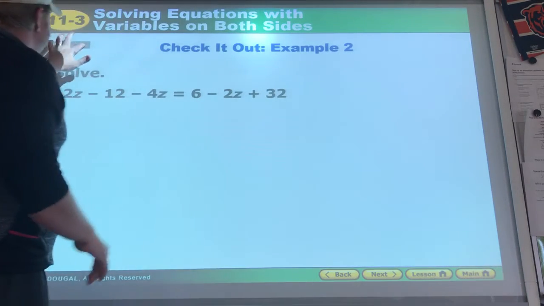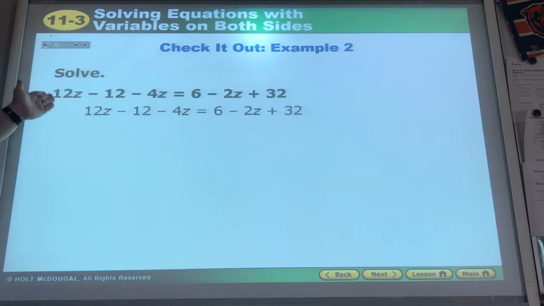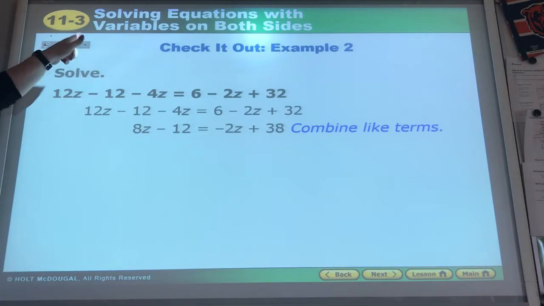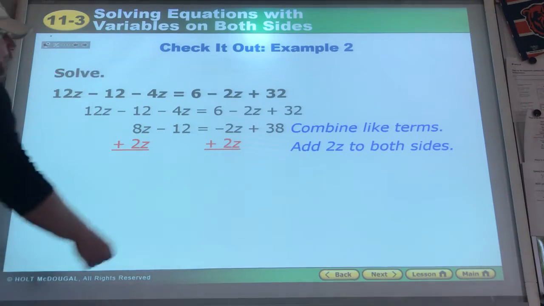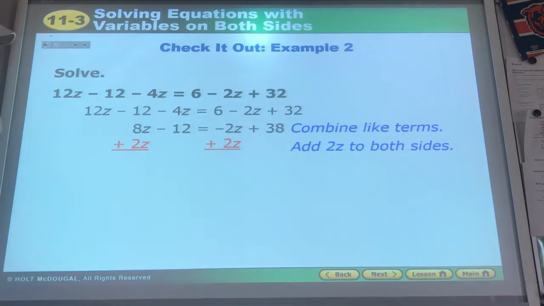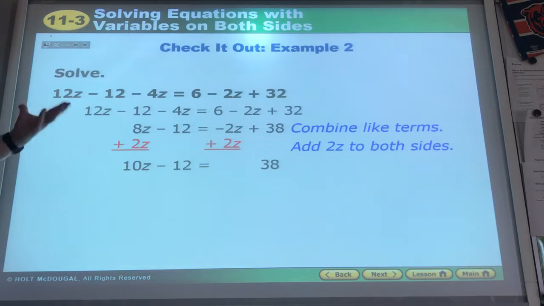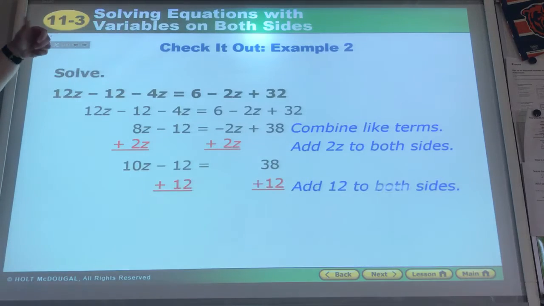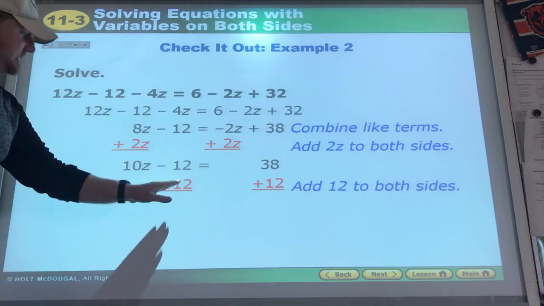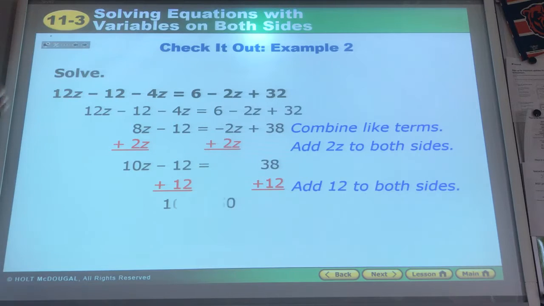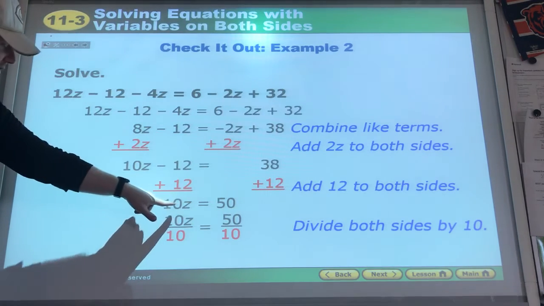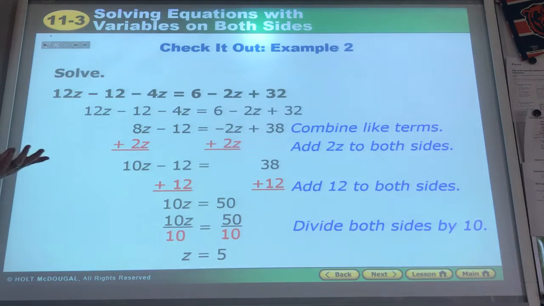So the steps. Look at each separate side. Combine like terms. Then add 2z, or mess with your variables to get them all combined in one location. Then you work with your numbers to get them all combined in one location. Inverse operation, inverse operation. Then we have 10z equals 50. Inverse operation of division to undo the multiplication of 10 times z. And we get z equals 5.